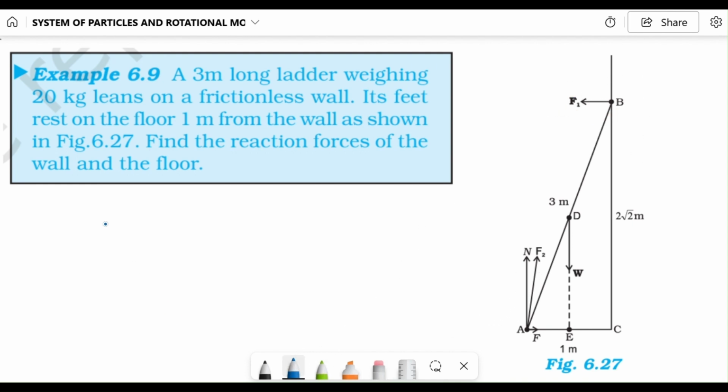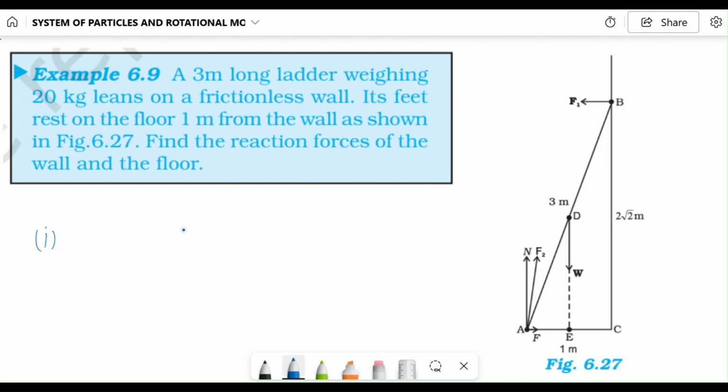Once again, we are going to apply the same concept. If it is in mechanical equilibrium, then the total force, meaning the net force, should be zero on this ladder, as well as the net torque should be zero. So I am writing directly here for the first case, for translational equilibrium.